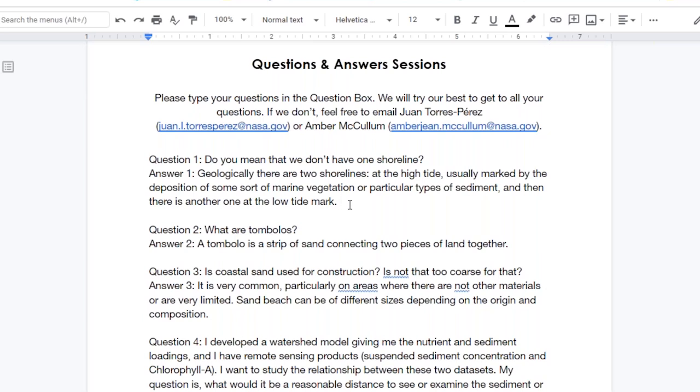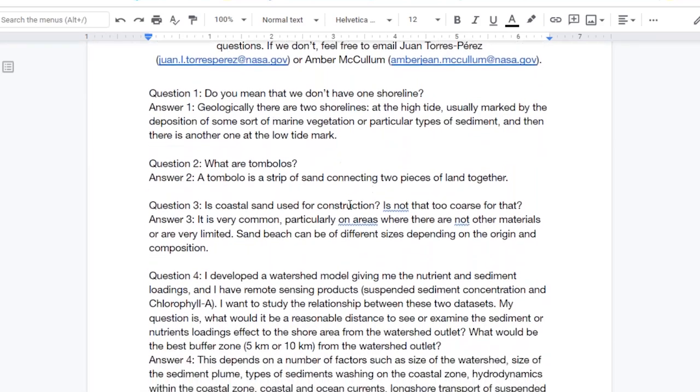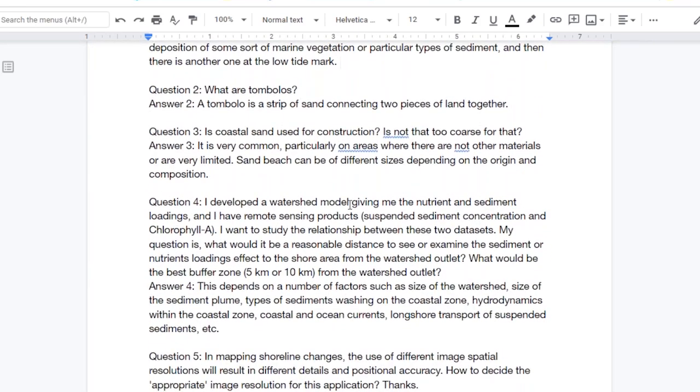Okay, what are tombolos? And I want to thank my colleague Selwyn for answering this. Very straightforward, a tombolo is a strip of sand that actually connects two pieces of land together. As you saw in the presentation, in that particular case what I was showing was the mainland, and then the tombolo connecting the mainland to an area that is pretty much a beach rock facing the ocean side.